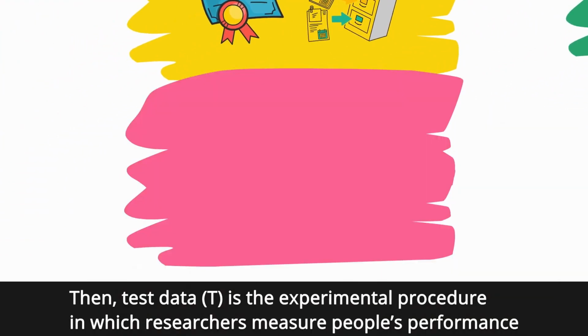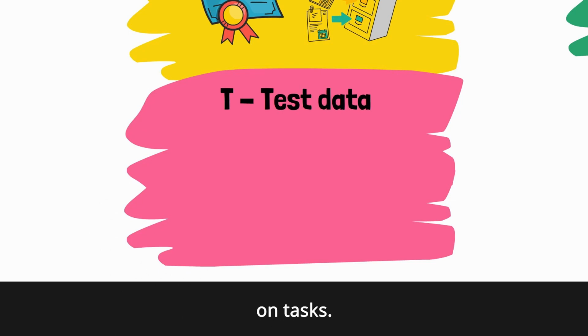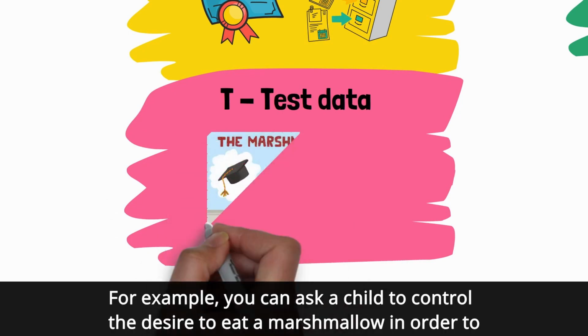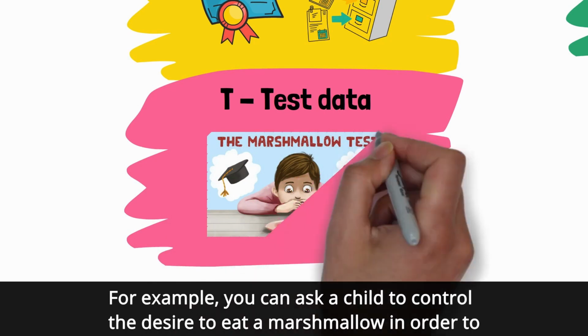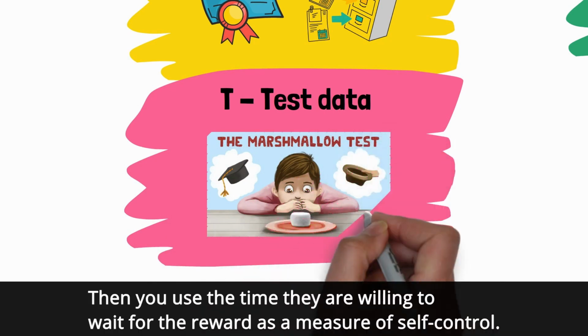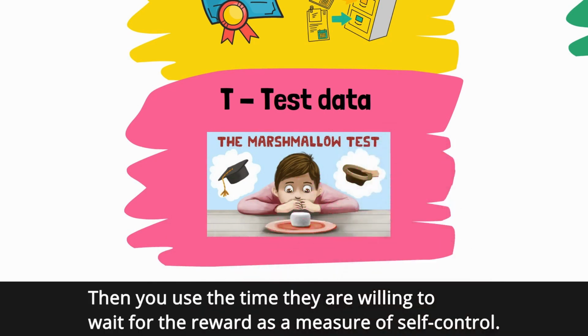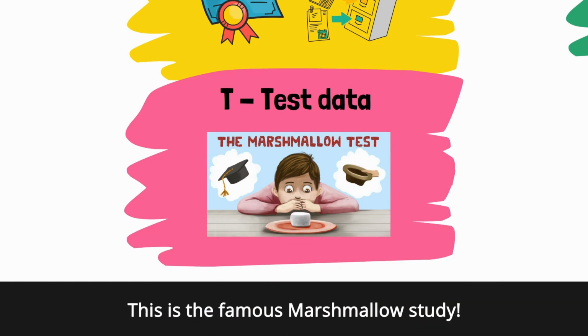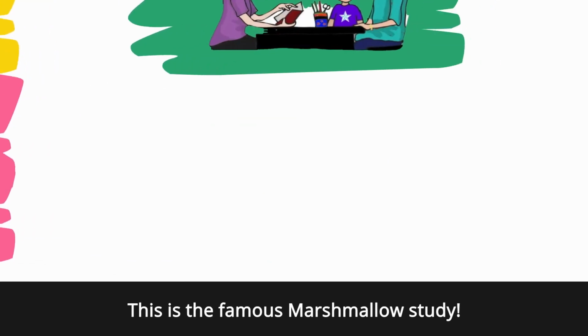Then, test data, T, is the experimental procedure in which researchers measure people's performance on tasks. For example, you can ask a child to control the desire to eat a marshmallow in order to get 2 marshmallows. Then you use the time they are willing to wait for the reward as a measure of self-control. This is the famous marshmallow study.